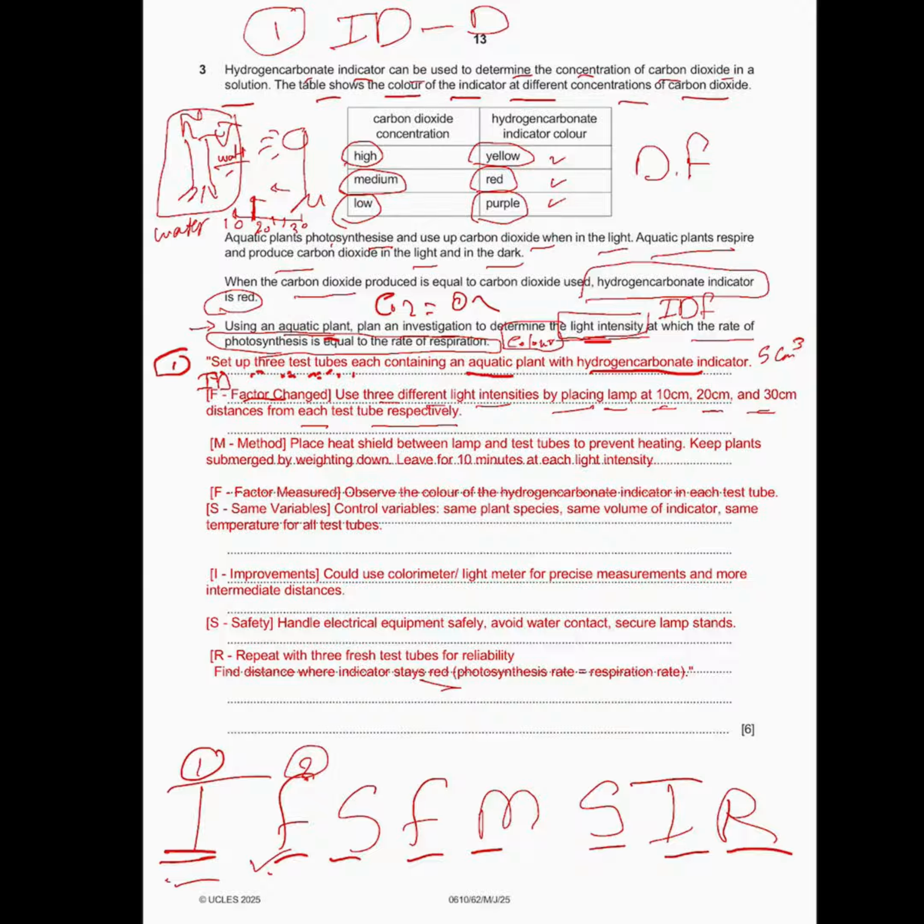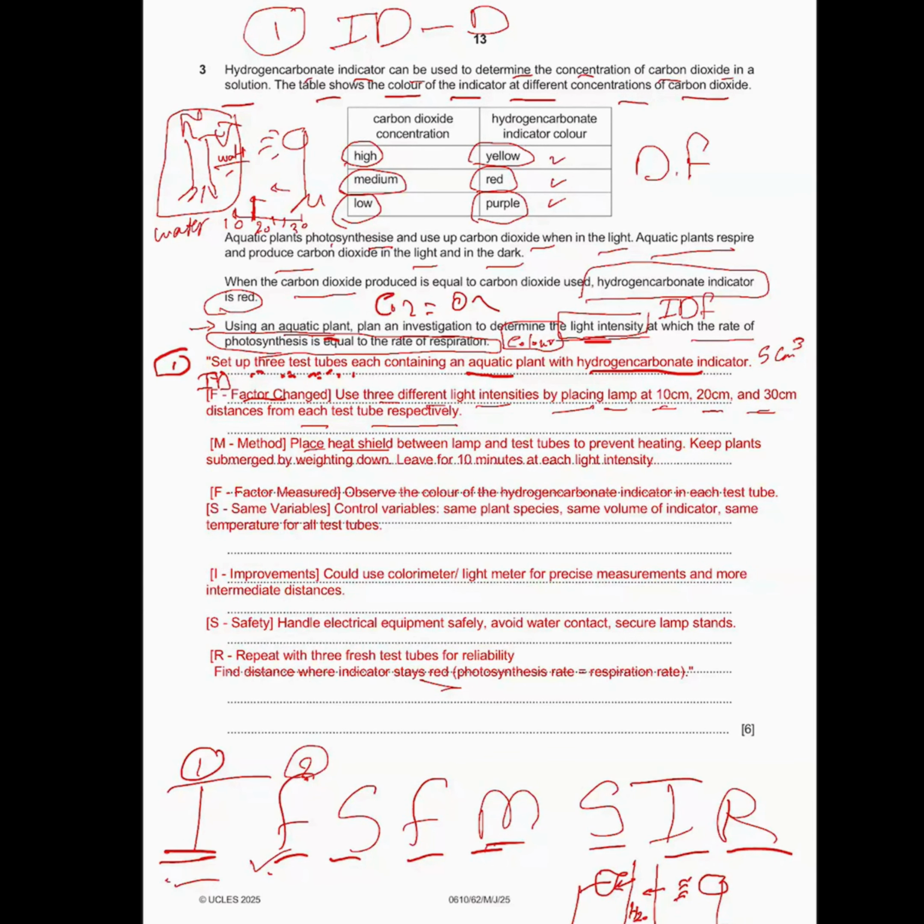Then you will mention the method. How are you going to measure? How are you going to make it? Place heat shield. What's heat shield? When we have a lamp and we have a plant, the light will give heat, not only light. So we add a beaker that has water inside. So the water can absorb the heat coming and can reflect or refract the light intensity.